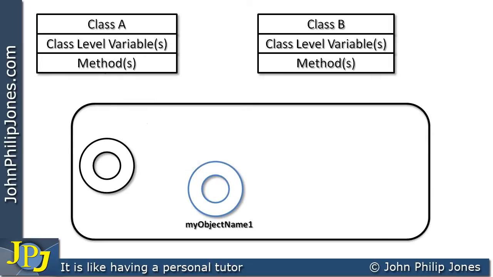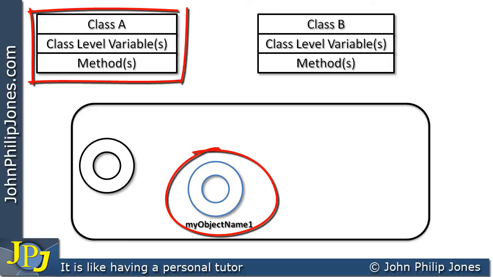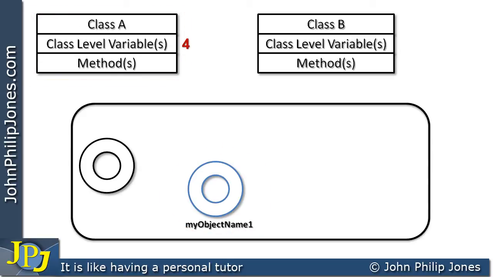We can see the constructor new producing an object, and quite clearly we can see that this object has been given a name, and the name it's been given is myObjectName1. So every object has its own name, and that name is completely different to the name of the class. Class A was its template. And what that means is, if Class A had 4 variables, the object would have 4 variables. If Class A had 4 methods, then this object would have 4 methods.